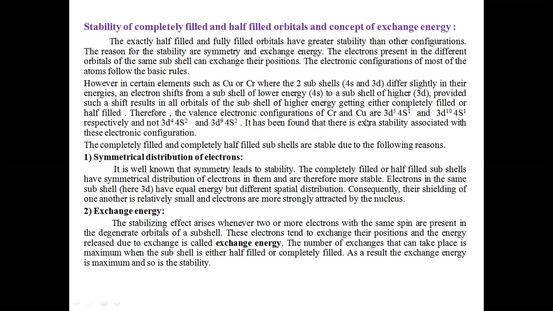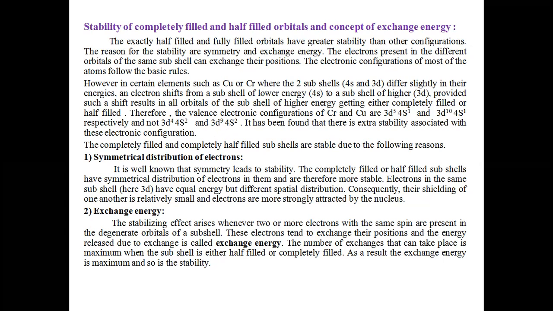Similarly, for copper, if in general, without the rule, we write the valence shell electronic configuration, it will be 3d9 4s2. But the d subshell will have 9 electrons. It is neither completely filled nor half-filled.